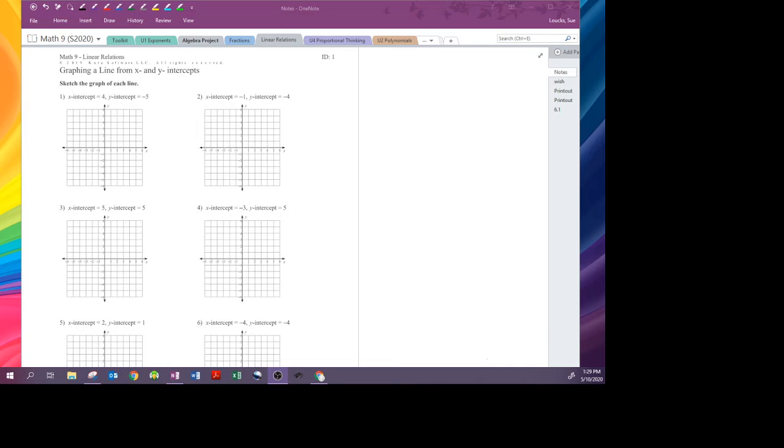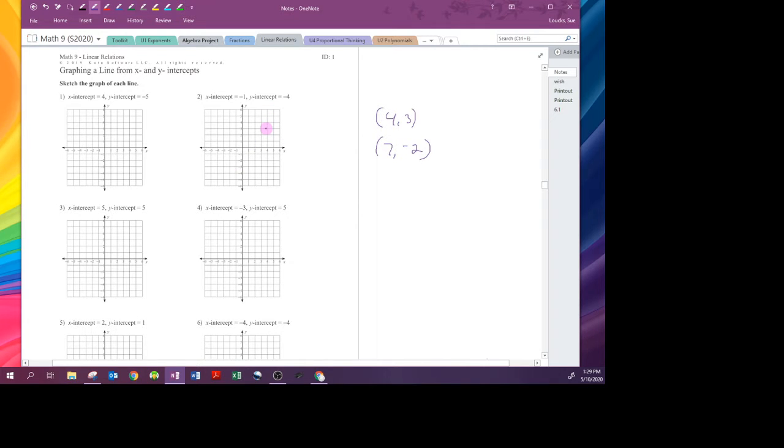Remember back at the very beginning where you were given 2 points, like the line goes through 4 and 3, and it goes through 7 and -2. You would just plot those 2 points on your grid and put a line through them.